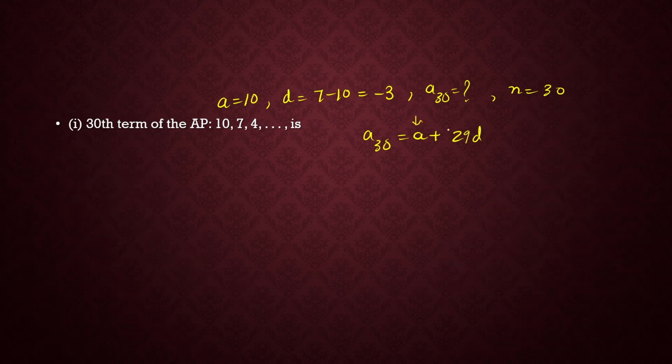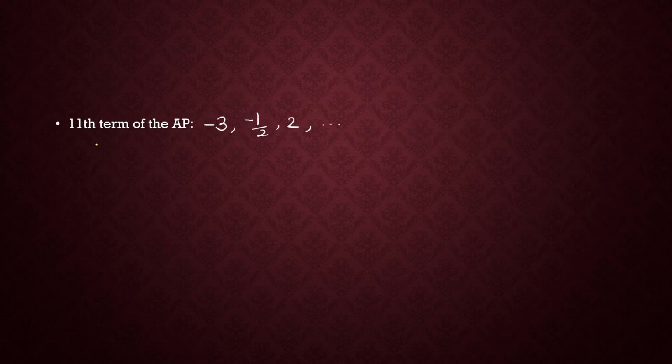Just substitute the value here. A is 10 and D is minus 3. Very simple question. Let's move on to the next problem. 11th term. This is your homework. Here easily you can find the value of A and D. D it's little complicated since it's in fraction, but yes, it's easy for the 10th standard students. And yes, it's the same similar question.